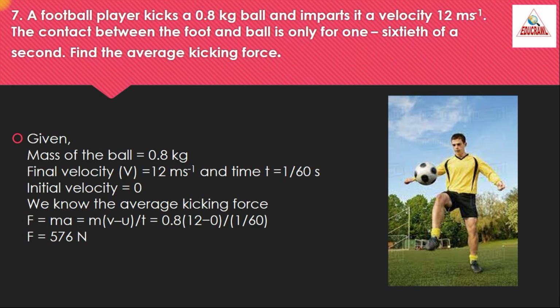We know that the average kicking force is given by the formula F is equal to ma, which is equal to m into v minus u divided by t. Now substitute the m value, v value, u value and t value in this equation. We get F is equal to 0.8 into 12 minus 0 divided by 1 divided by 60. So the answer is 576, that is 0.8 into 12 into 60. The answer is 576 Newton. So the average kicking force is given by 576 Newton.